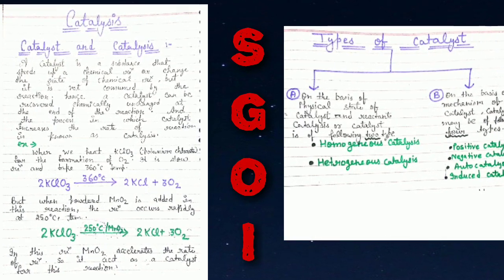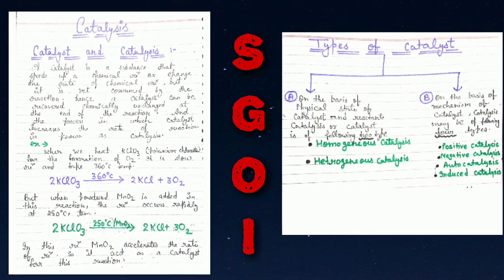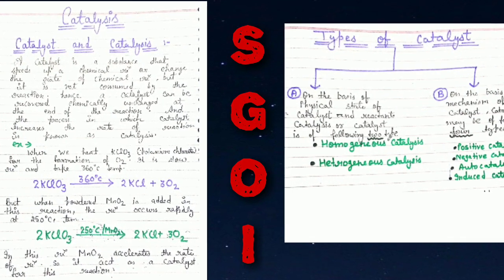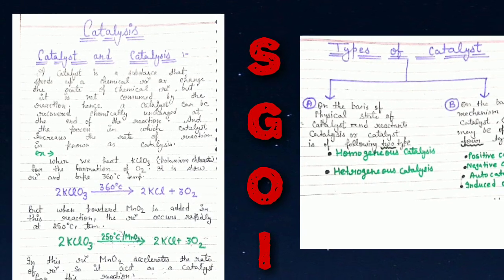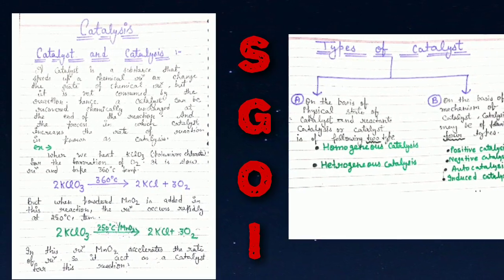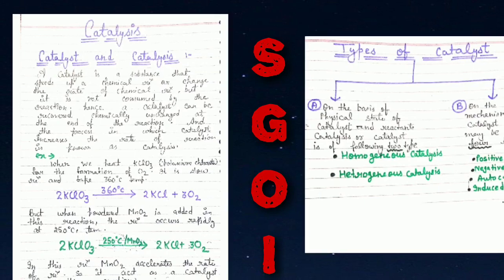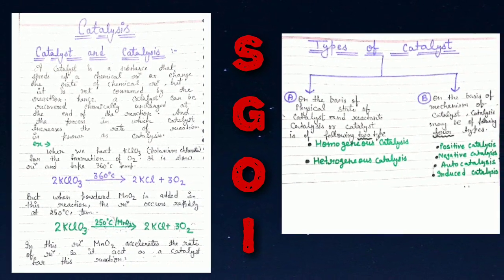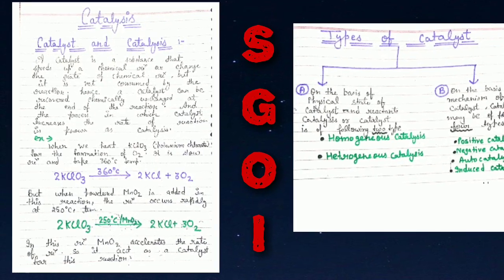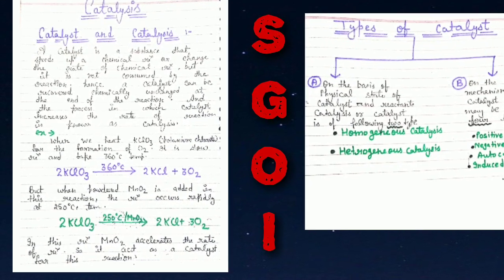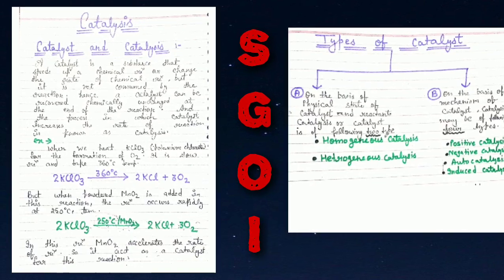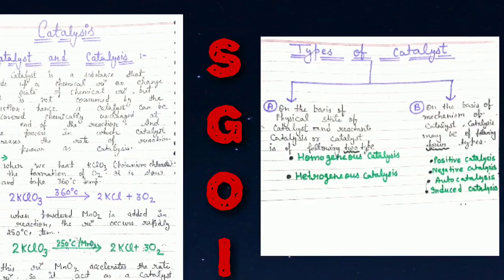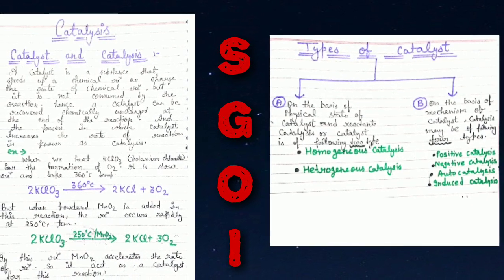So we move to the first type of classification, which depends upon the physical state of catalyst and reactant. So what is homogeneous catalysis? Homogeneous catalysis or catalysts are those catalysts in which the phase is equal to 1 for reactant and catalyst. What is the meaning of phase? Phase is equal to 1.